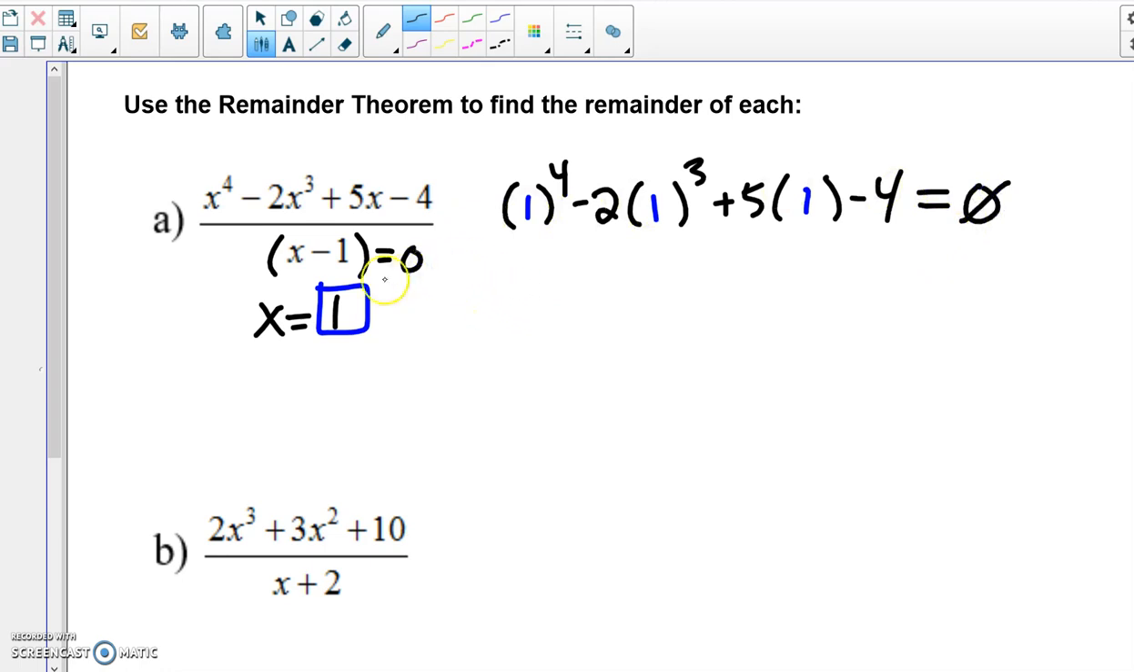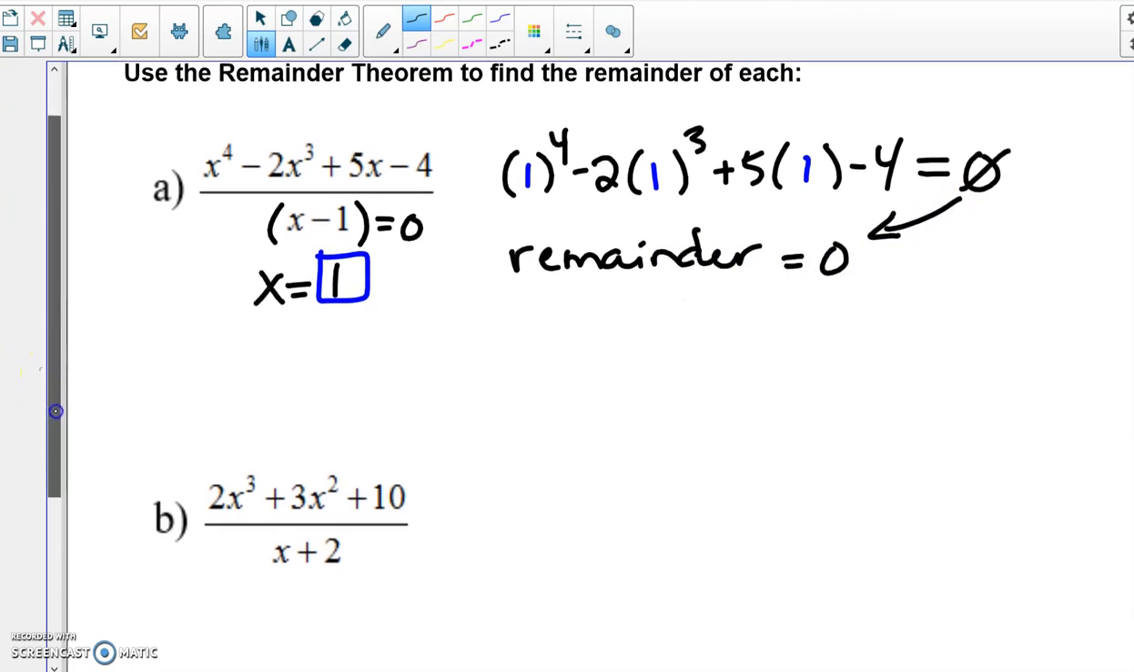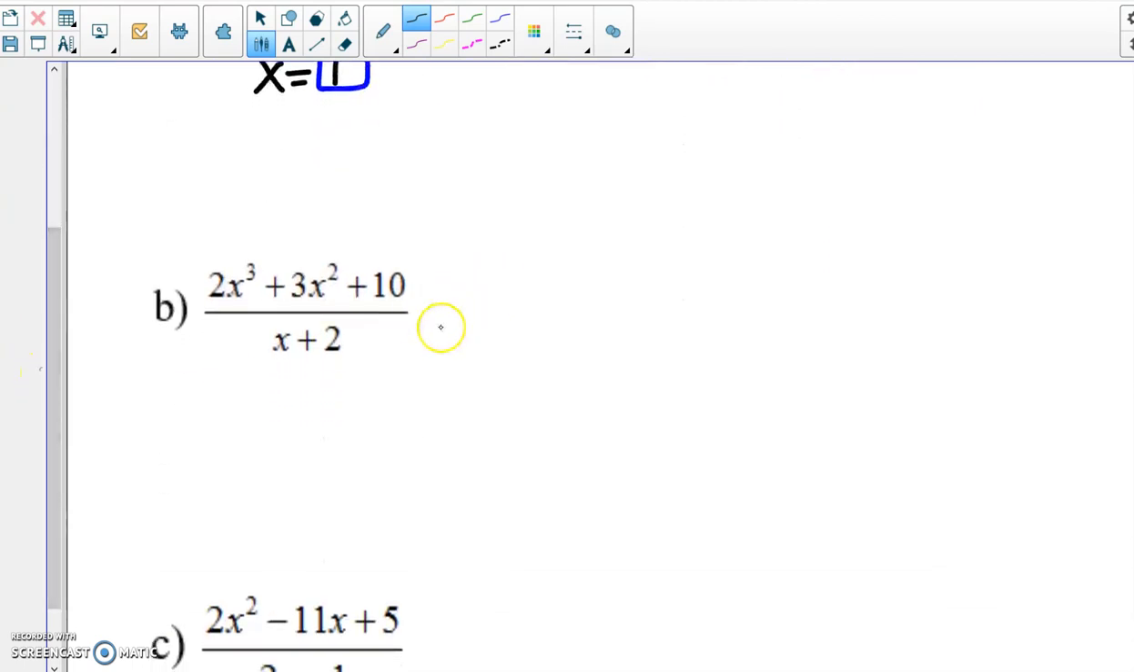If we evaluated this function at 1, and it gave us a 0, then the remainder is whatever this equaled. So it was also 0. And that's all that the remainder theorem says. Shortcut to find the remainder. Okay, next one, same way.